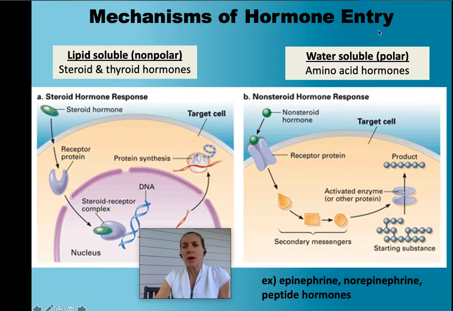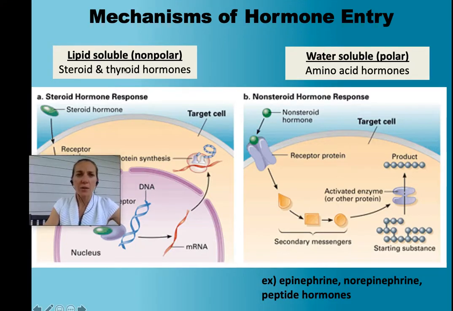In contrast, water-soluble hormones, those that are polar in nature, are going to be required to bind to a receptor protein on the outside surface of the cell. After they've done so, they can then work potentially through a second messenger system to become integrated into the cell and then impact the cell and its action. Examples of water-soluble hormones: epinephrine or adrenaline acts this way, norepinephrine, and all of your peptide hormones act this way.